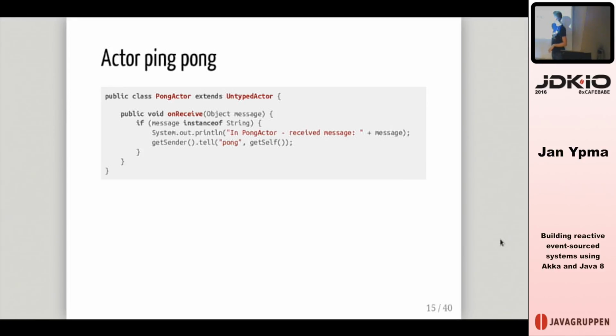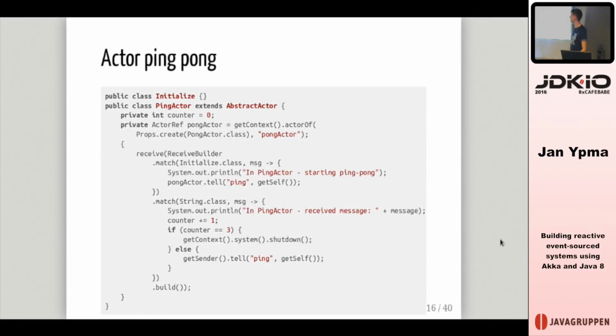But in this case, if it was a string, we'll print something to the console, and we actually send something back to the sender. And with this code, you can see that actually there's an implicit notion of who sent a particular message. And that's very useful because anytime there's a communication between two actors, you have a back channel to communicate with. So for a typical request-reply pattern, that's extremely useful. In this case, we just tell a pong message back, which is also a string.